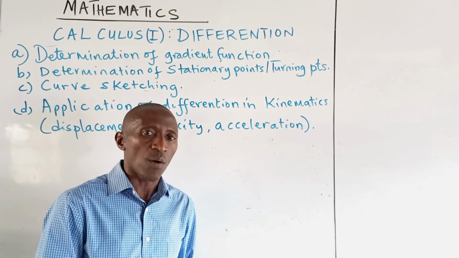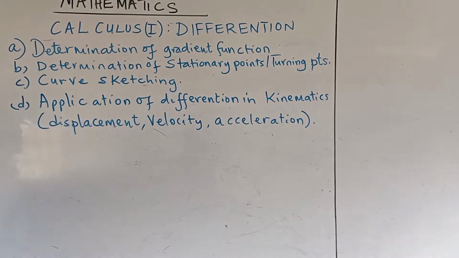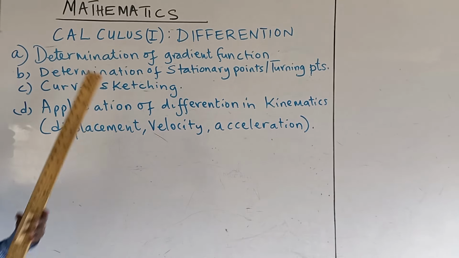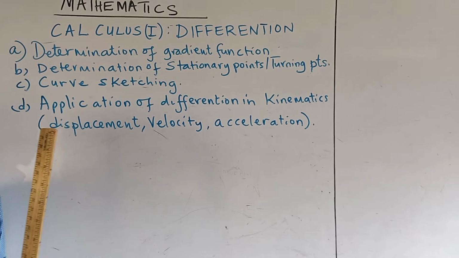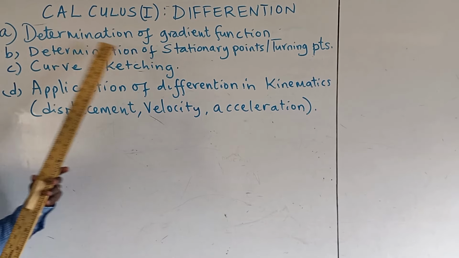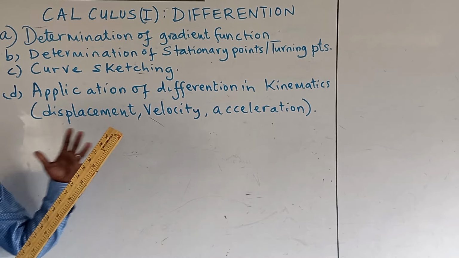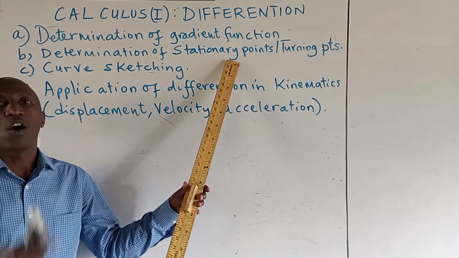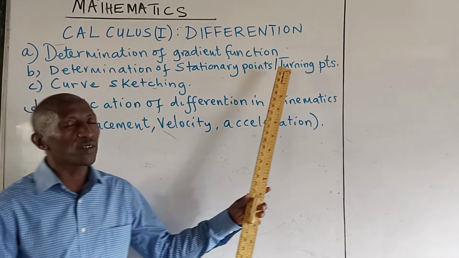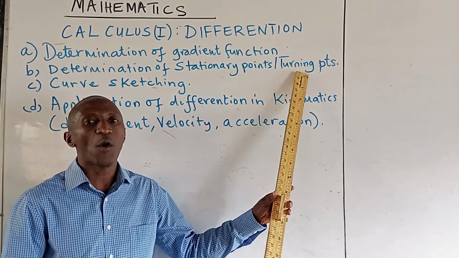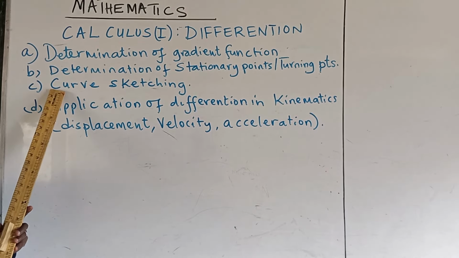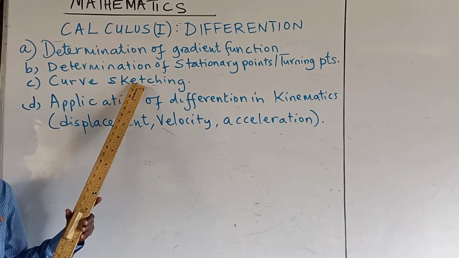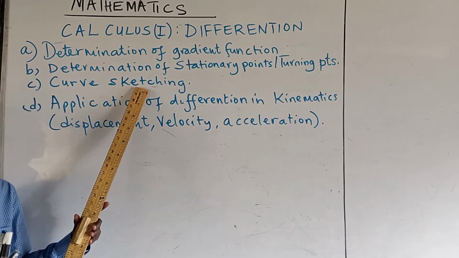Straight away, let's get to our lesson. We shall be discussing how to determine the gradient function given a certain equation. So part one is how do we get the gradient function and how do we go about using it. Two, we shall determine stationary points on the curve. Other times we call those stationary points turning points. We shall also look at curve sketching. How do we sketch a curve? And what are the most key areas that we should note when we are doing curve sketching?